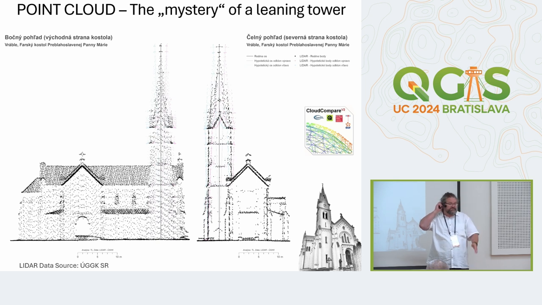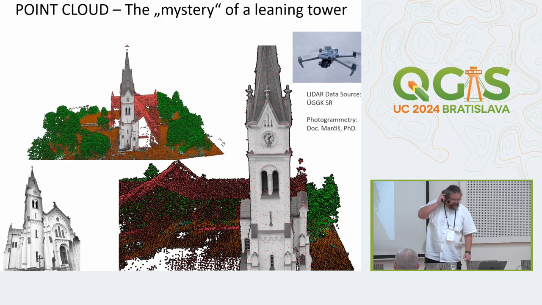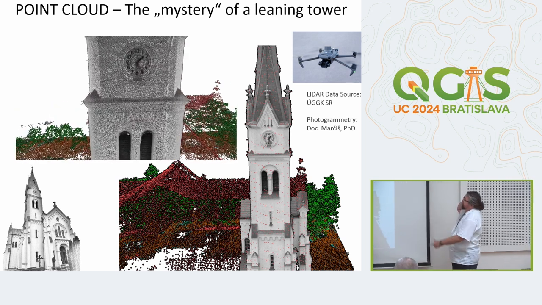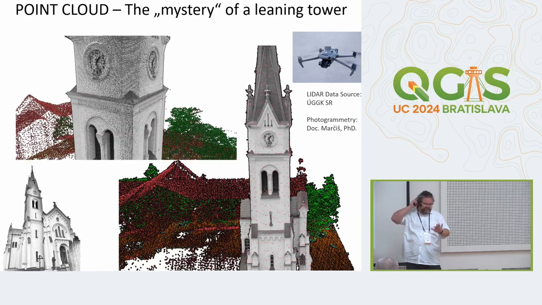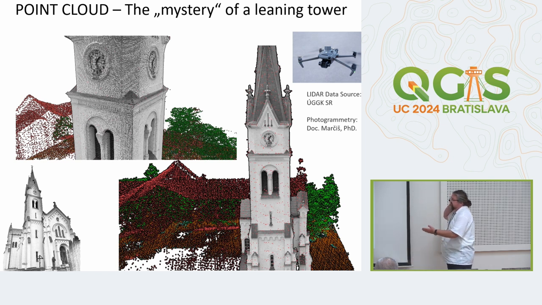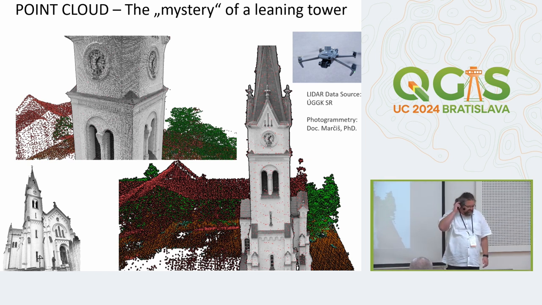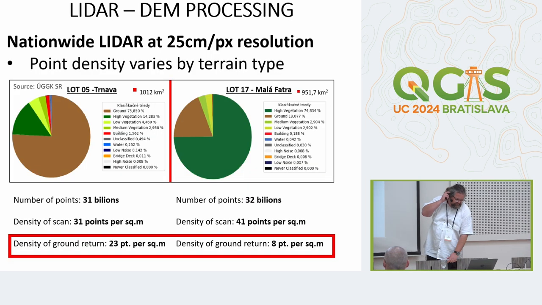This was done in CloudCompare, but then we also made a 3D model of the tower by drone with geodetic GPS and so on, and this is the combination in QGIS, the combination of the LIDAR data and the photogrammetric point cloud. So I really like to work with this kind of data.